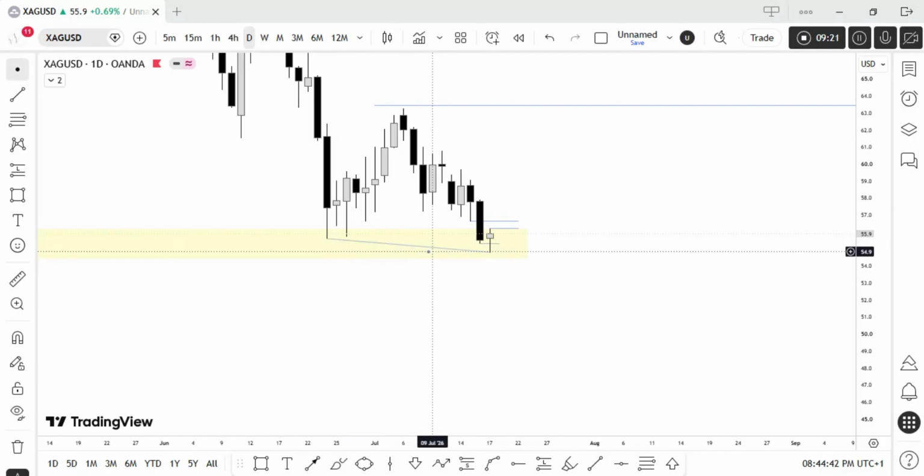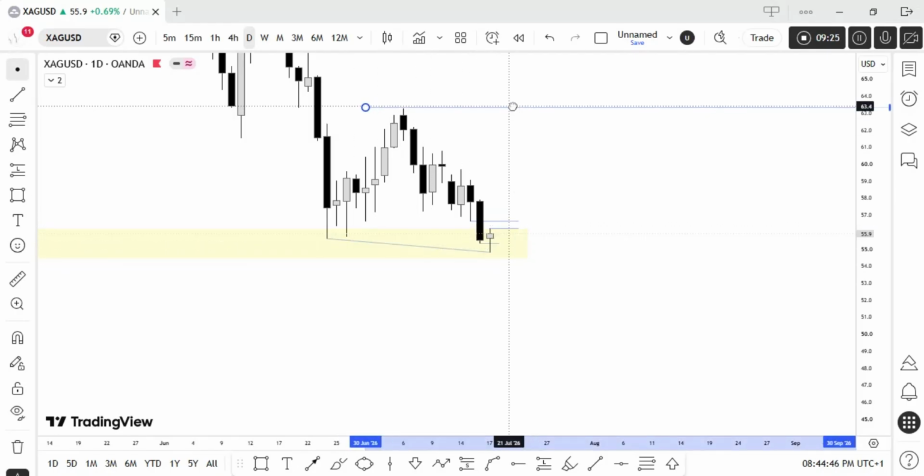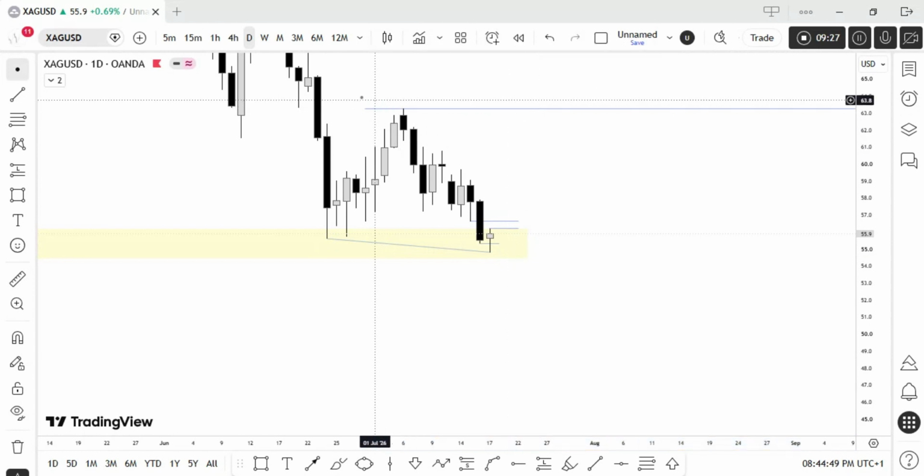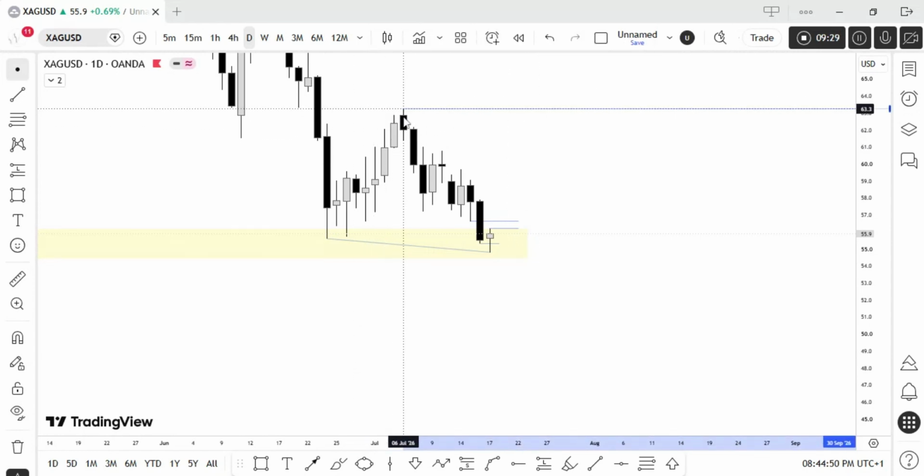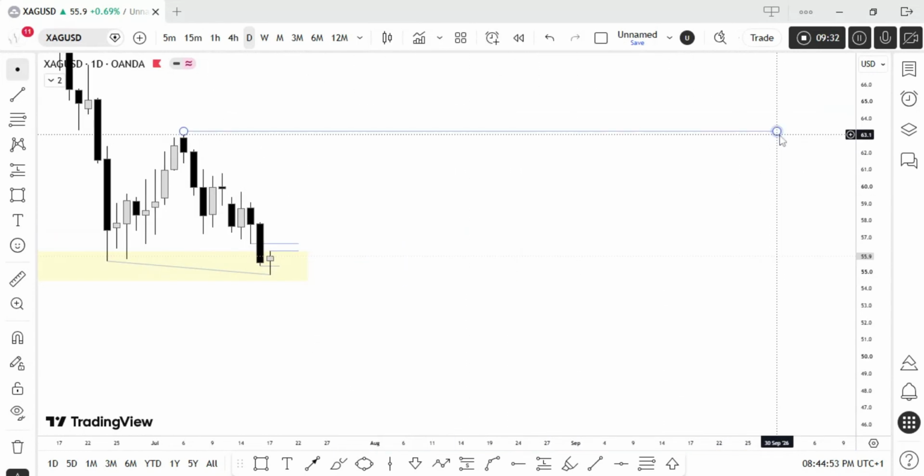I don't joke with higher time frame SMT. So this can be a good reason for us to start pushing higher to the upside. So now the next pair, let's move on to the next pair.